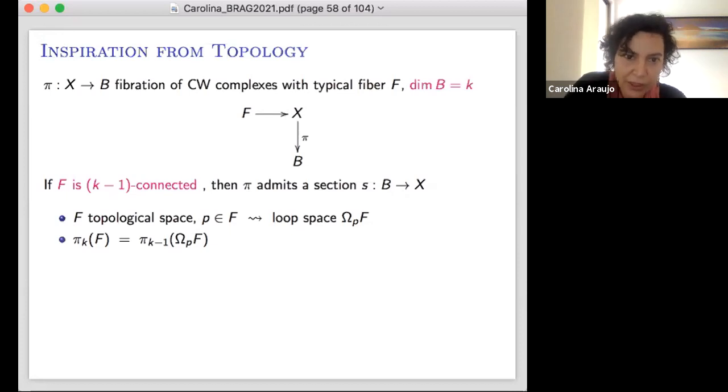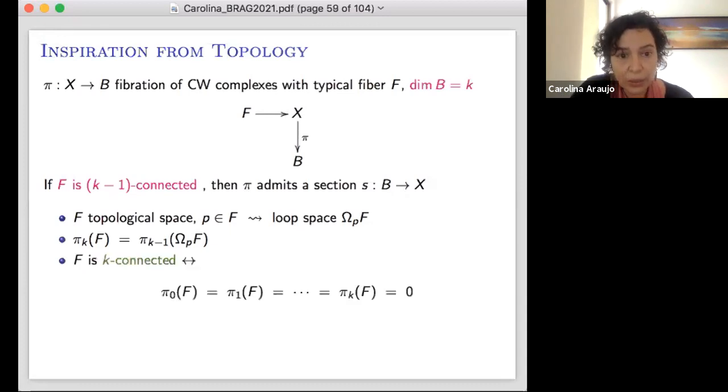compact open topology. And so pi naught is just the set of path connected components, but already for K equals 1, this has the structure of a group. For K equals 1, this is just the fundamental group of the space. And then we say that F is K connected if all these homotopy groups from 0 to K are trivial. And so this is the definition of connectedness.